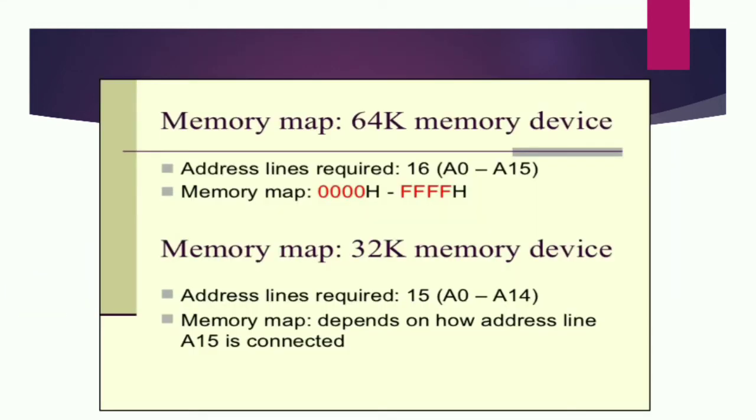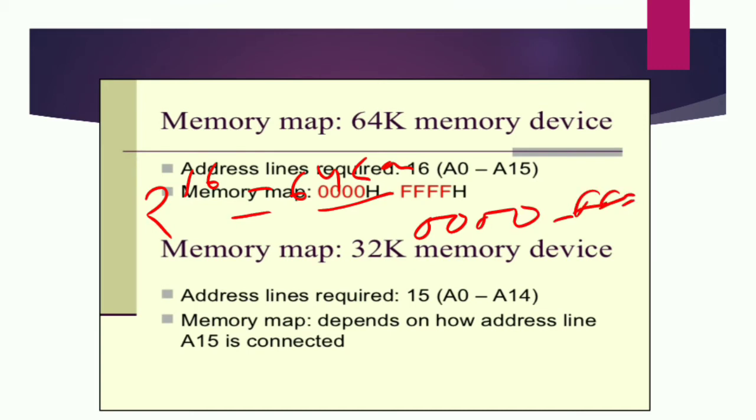The 8085 uses a 16-bit wide address bus for addressing memories and I/O devices. Using a 16-bit wide address bus, it can access 2 to the power 16, that is equal to 64 kilobytes of memory and I/O devices, and its range is from 0000H to FFFFH.